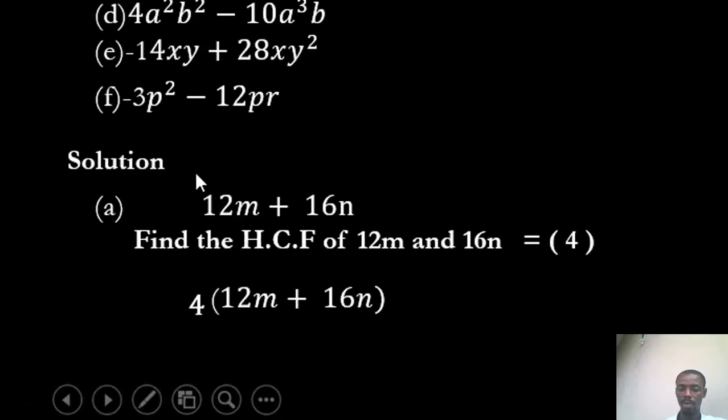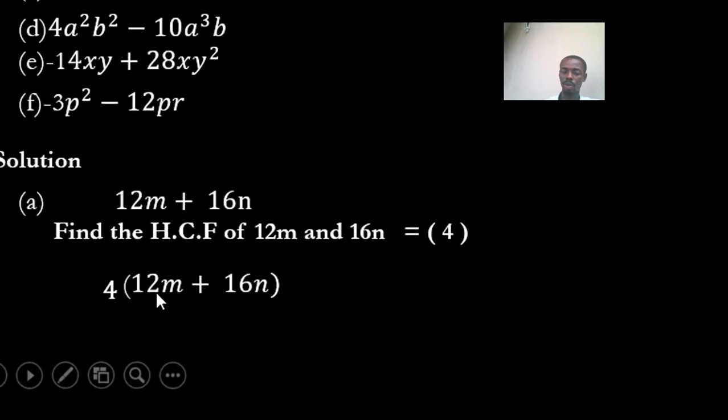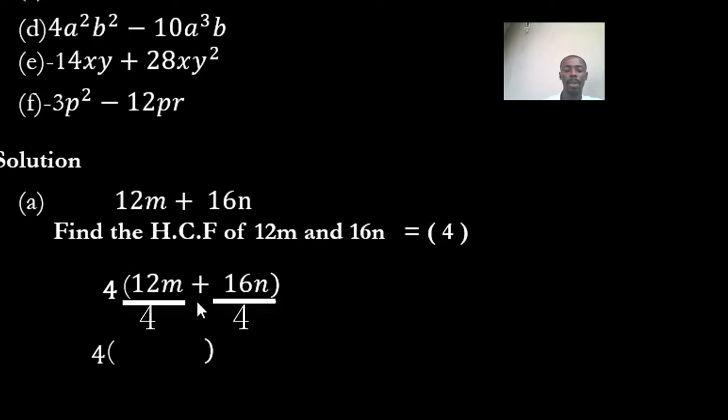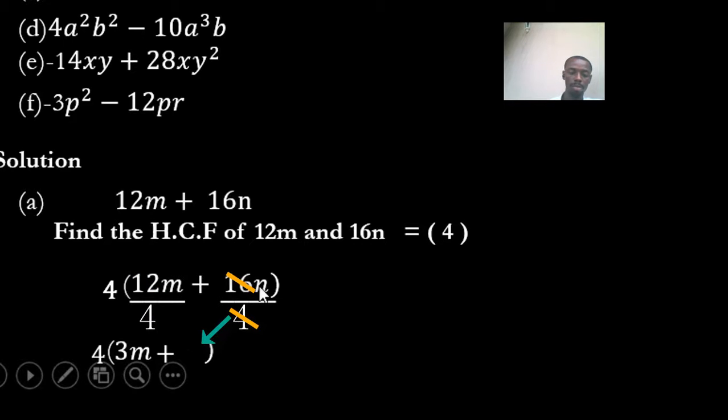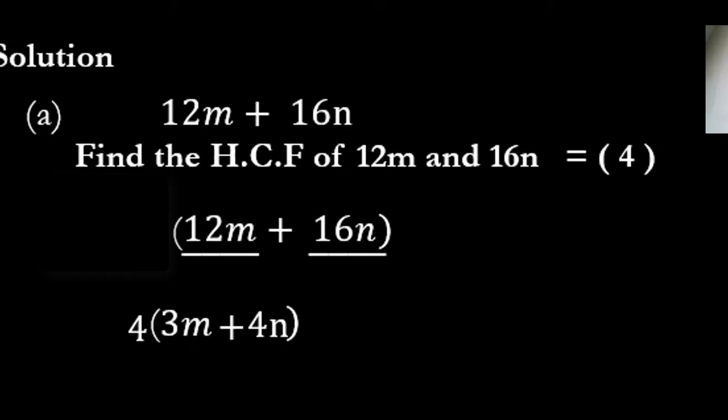So here we're having two terms: 12m and plus 16n. You divide both of them by the 4 you write out here. So that's going to be 12m divided by 4 and 16n divided by 4. So just do your division. You are left with 3m, then plus 4n. When you remove this bracket, you will have what you have here back. Alright? You're definitely going to have it back.